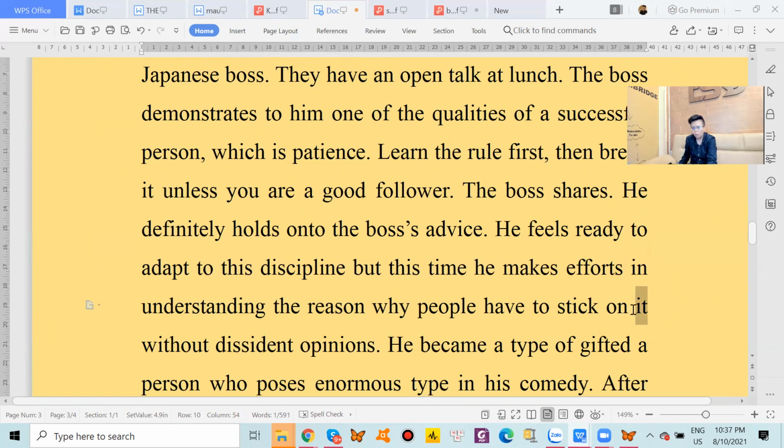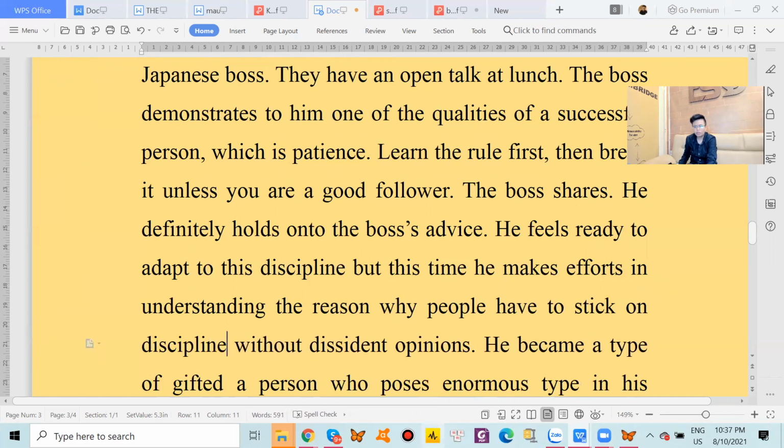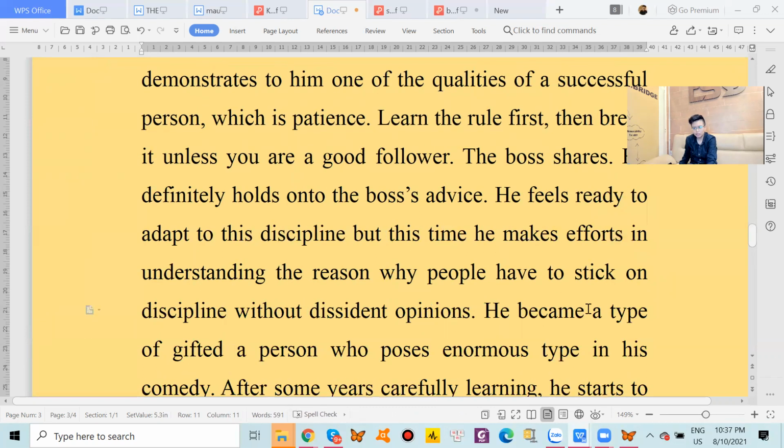Don't use it once you sound serious in your written forms. Right here, please try to use the word discipline, the disciplines again with the dissident opinions.